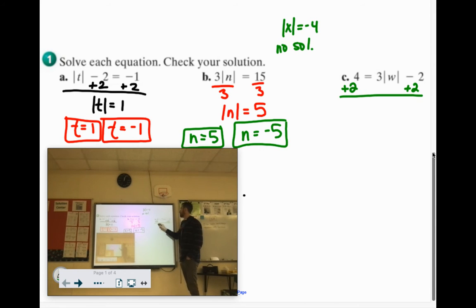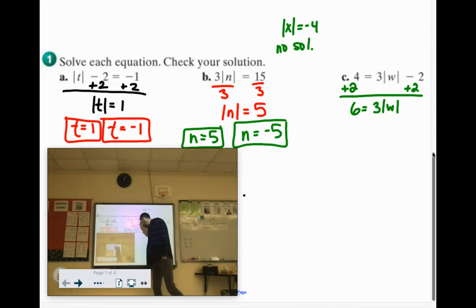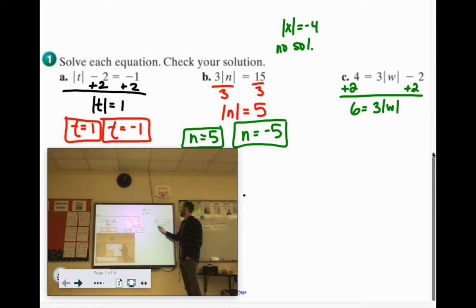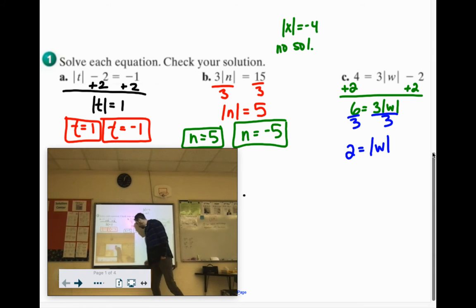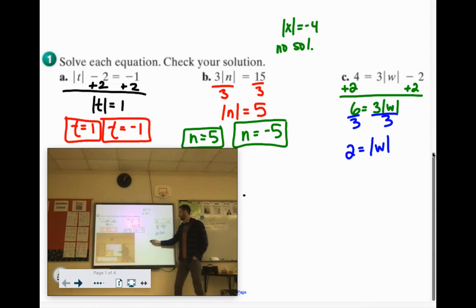4 plus 2 is 6. And then it would say 3w equals 6, so you would divide by the 3. Same thing here. 2 equals the absolute value of w. Here's where we set up our two equations. w equals 2, and w equals -2.